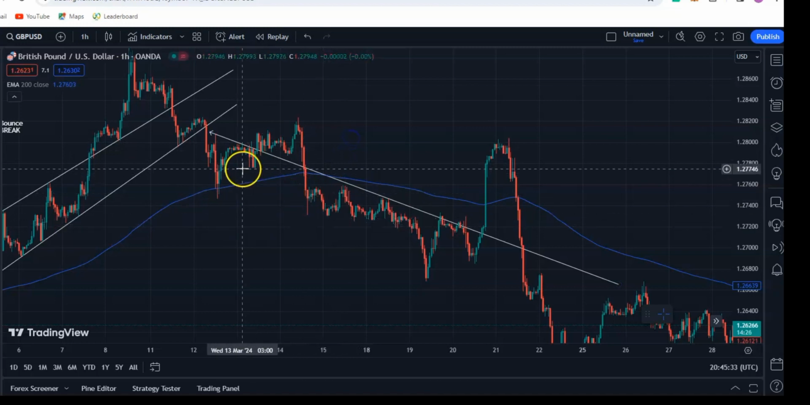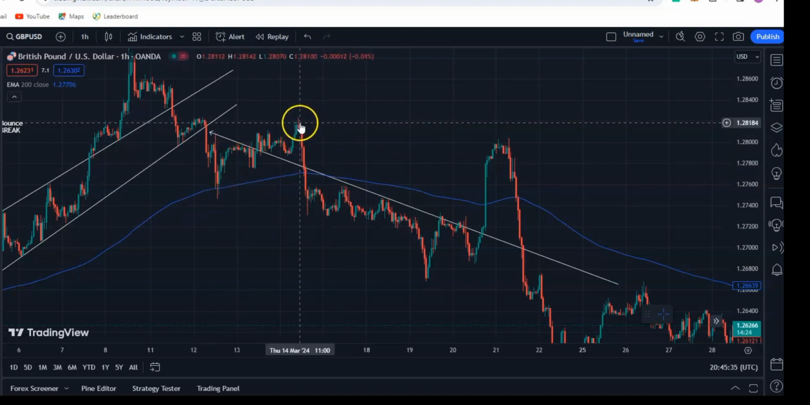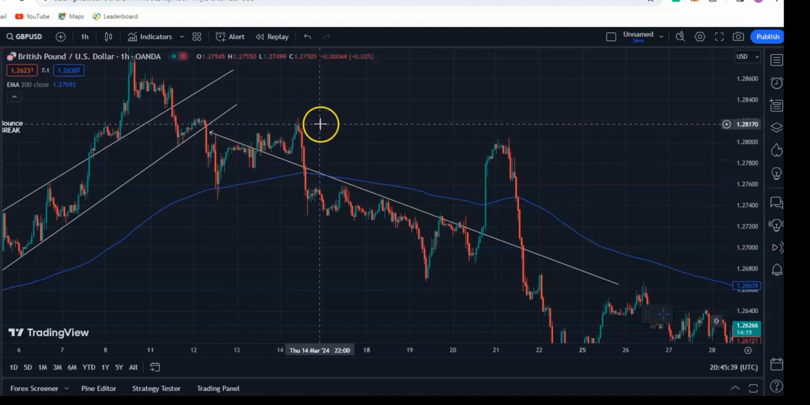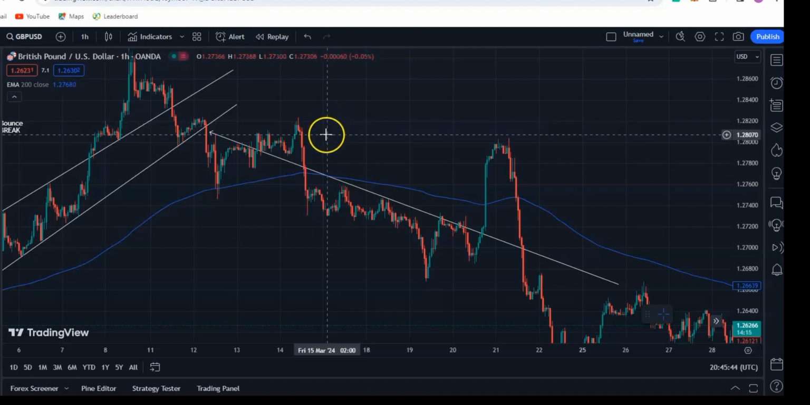So now you can see, after we have this, let's say you enter your trade at this region right now, you take your profit at this psychological level here or at this resistance level here. That is that. Now you wait for the trade.